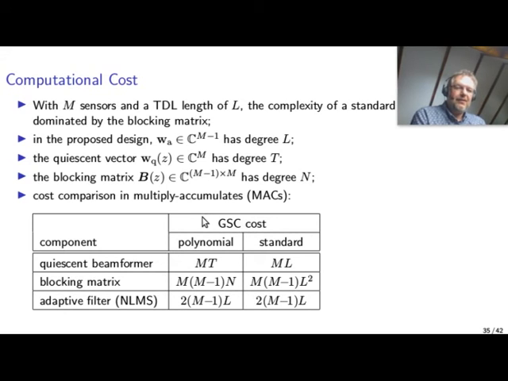And you see in this table on the slide that the major cost in implementing the system is actually the blocking matrix, which in the standard case is of the order of m squared times L squared, whereas for the polynomial case we have m squared times n. So if n is sufficiently lower than L squared, then we have a significant computational advantage here.